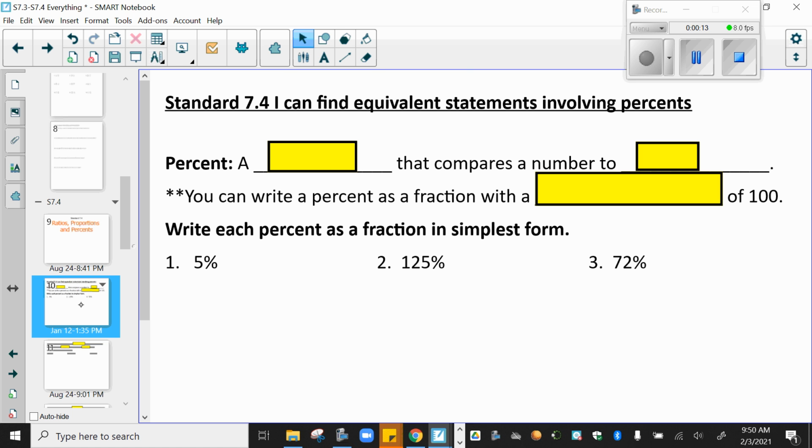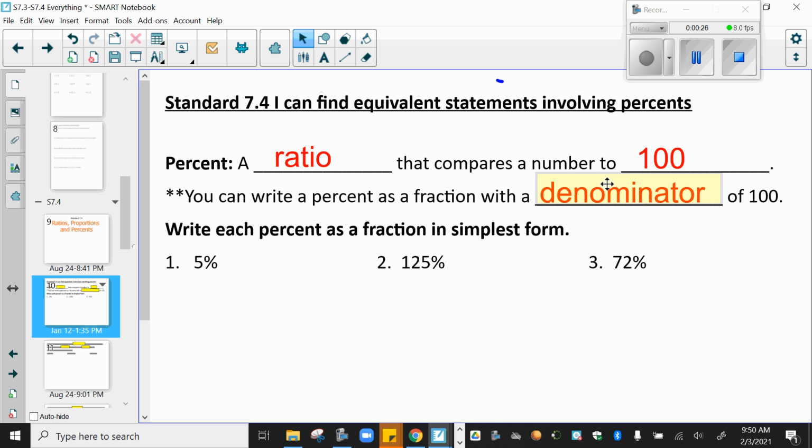Percent is a ratio that compares a number to 100. This makes it easy. You can write a percent as a fraction with a denominator of 100, which is pretty easy.